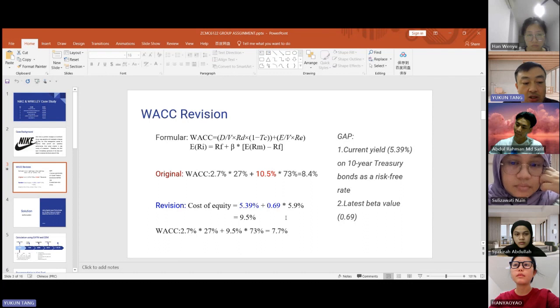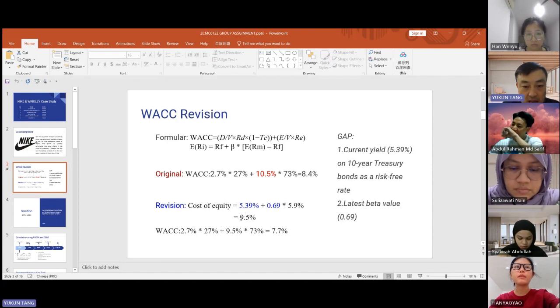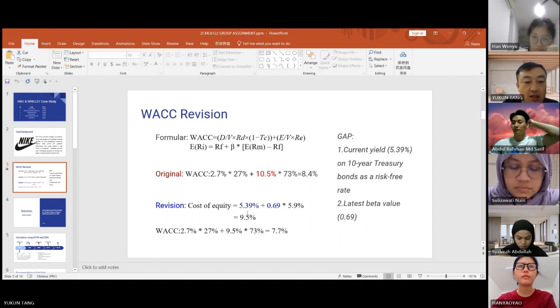Eventually, the cost of equity of the revised result is 9.5%. WACC is 7.7%. Okay, next part is Aman's.